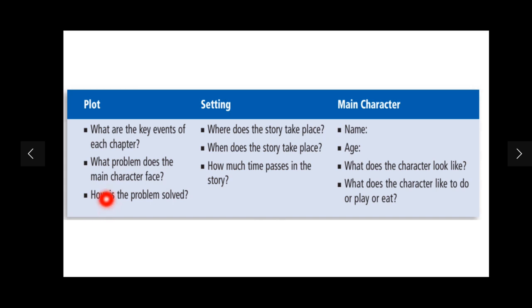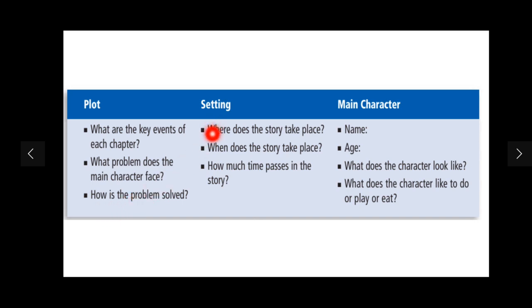So when you read a novel, you have to mention in this column the events of each chapter, because a novel may have 20, 30, 50, 60, 70, 100 chapters. So you have to pick the important events from each chapter and put them here. Second, what problem does the main character face? This will be the problem, or the conflict the character faces in the story. And how is the problem solved? You also have to write how the problem is solved.